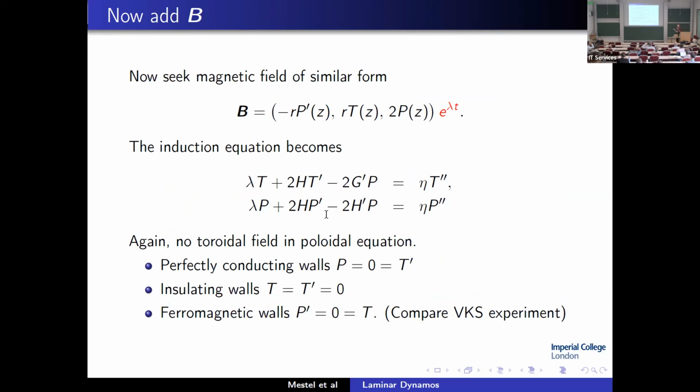And we use one of three boundary conditions. We can have perfectly conducting walls, insulating walls, where we have to match with a potential field, or ferromagnetic walls, where we assume we have a relative magnetic permeability very high. I mention this because in the VKS experiment, they had limited success in manufacturing a dynamo, but they did manage to do something when they built the rotors out of highly permeable iron. So this last case is in fact favorable for dynamo action.